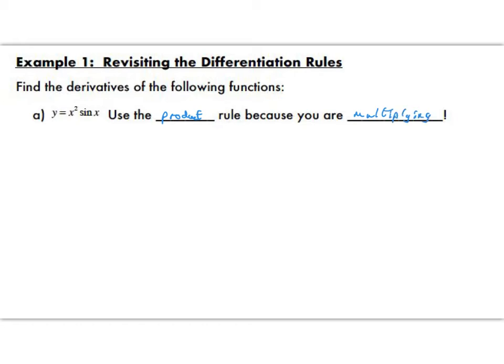Okay, so if I'm using the product rule, then here's my u and here's my v, and let's see if we can get the derivative by doing u prime, which is 2x, times v, sine x, plus u, x squared, times v prime, which is cosine of x. And really, there's no other simplification or anything else that we can do here that makes any kind of sense.